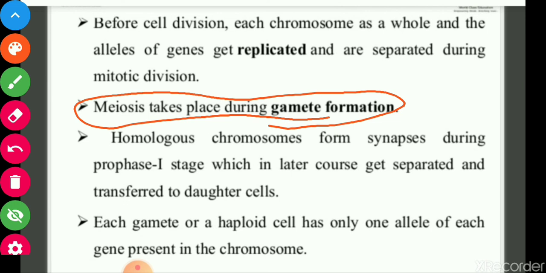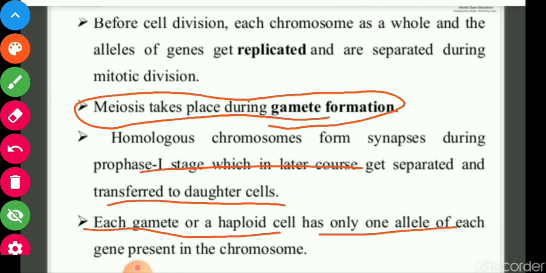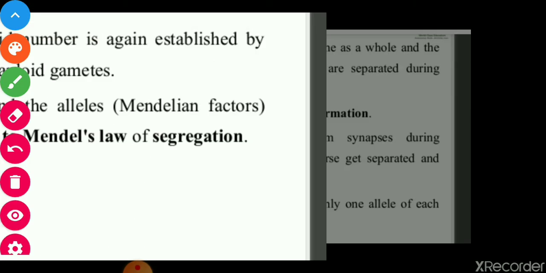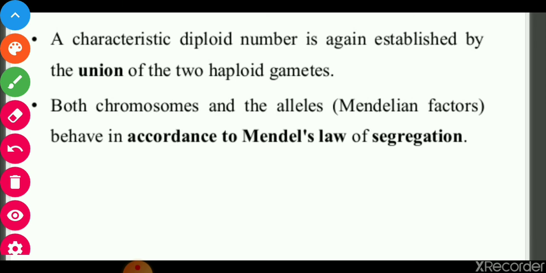Homologous chromosomes form synapses during prophase I, and later get separated and transferred to the daughter cells. Each gamete or haploid cell has only one allele of each gene present on a chromosome. As the gametes are haploid, they have only one copy of the allele. These are some important features of the chromosomal theory of inheritance.